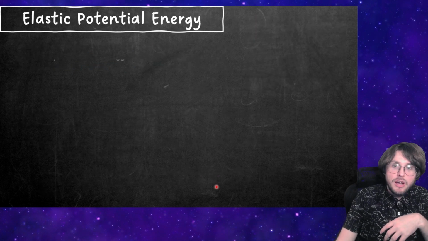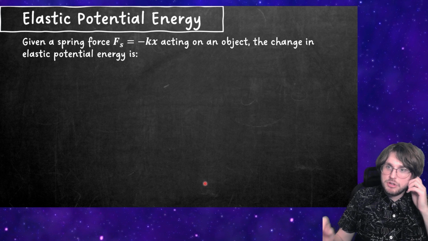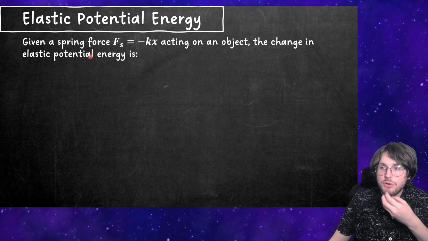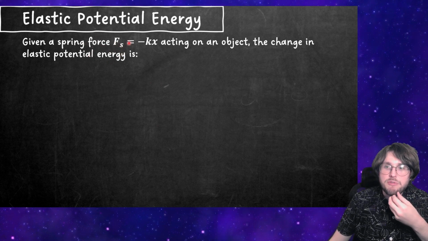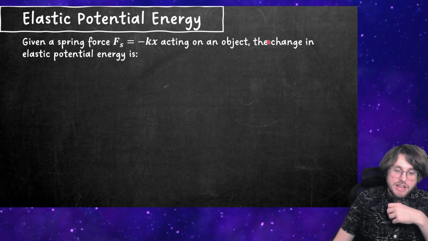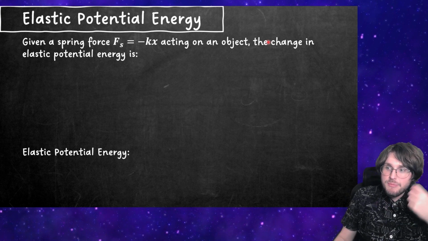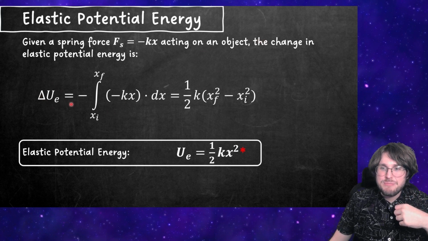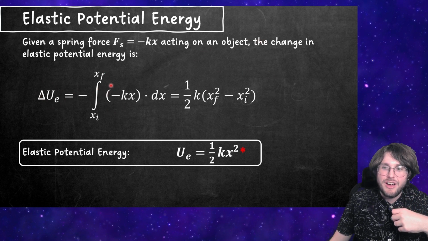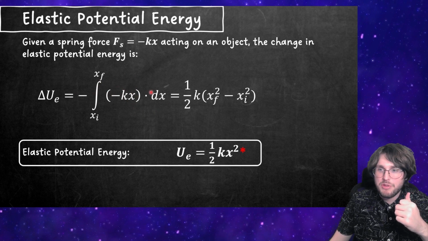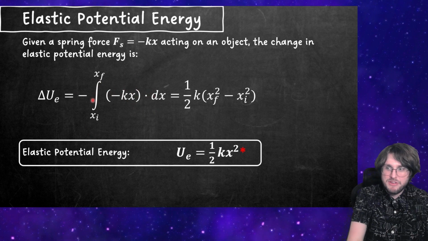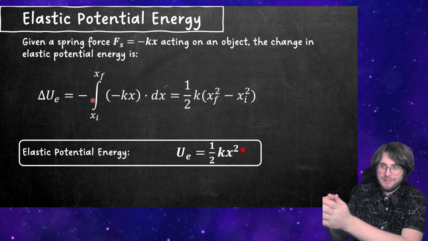And so with Hooke's law, we can also derive our formula for elastic potential energy. Very similarly to the gravitational force one, if we have a spring force given by negative kx acting on an object, the change in elastic potential energy, using that same formula over there, is going to be the negative integral of our force, negative kx, with respect to dx. And we'll just assume our bounds are some initial position over to some final position.